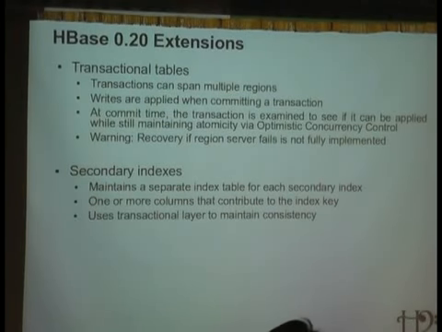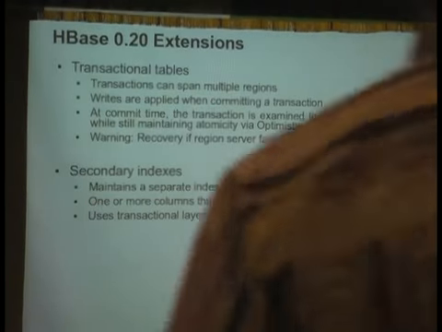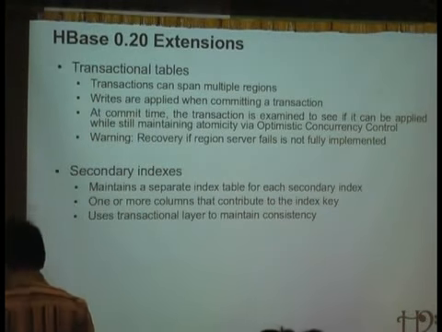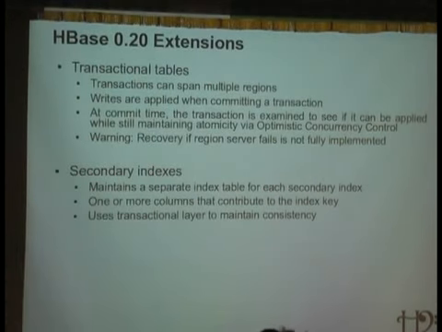Okay. We also support a secondary index capability. We can have any number of secondary indexes in addition to the single primary key that the Bigtable data model supports. And we achieve this by maintaining server-side a separate index table for each secondary index. And we use the transactional layer to maintain the consistency of these indexes.